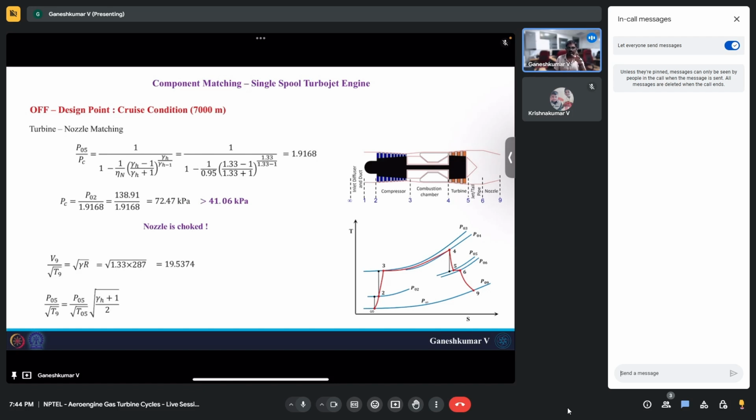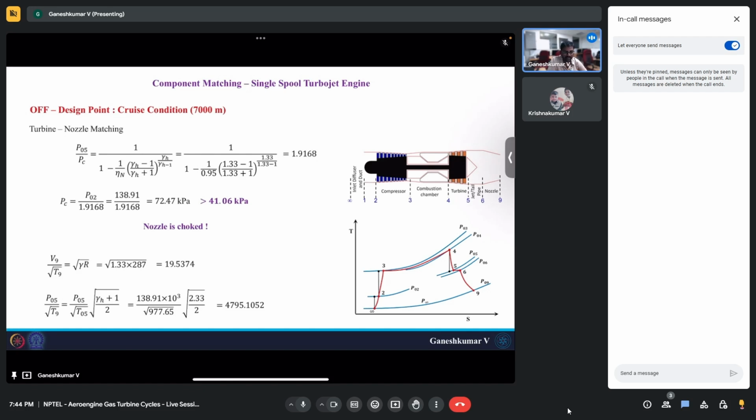And the other parameter that we had was P05 by square root of T9. So that also you can find out to be 4795.1052. So these are not just numbers, they have some units, because you can see that it's V9 by square root of T9. So it's going to be meters per second by root of Kelvin. But this is something we are not interested in.